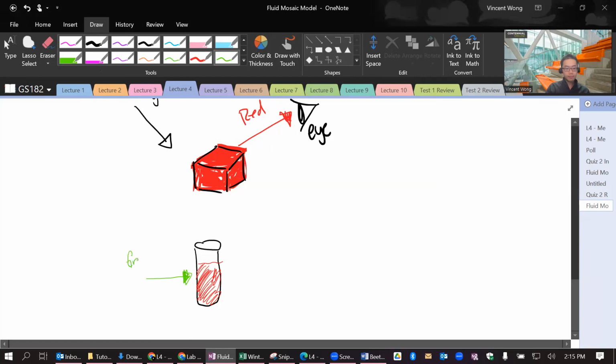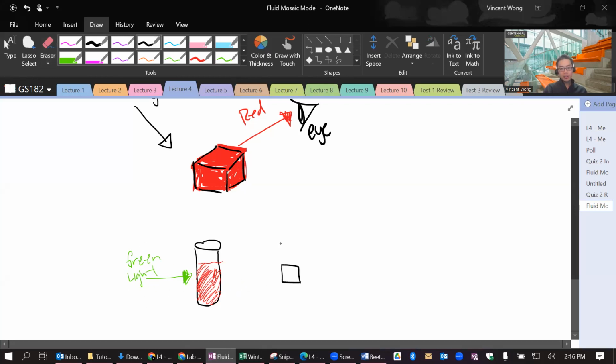Green light. Green light at the solution. Okay. So depending on how red the solution is, the amount of green light that is being absorbed is going to be different, right? Do you understand that? Depending on how much red is in the solution, the amount of green light absorbed will be different.